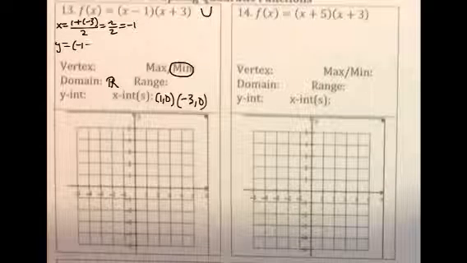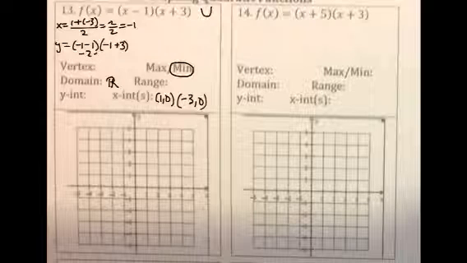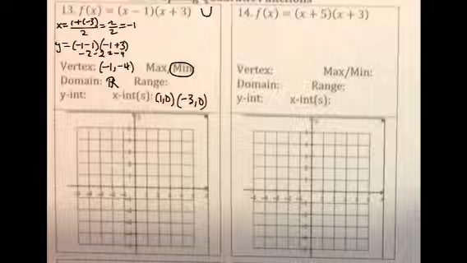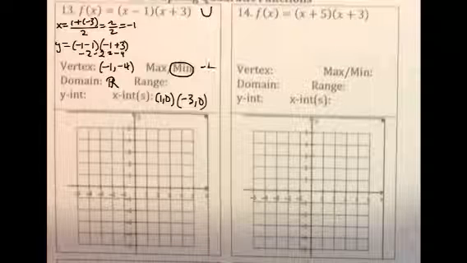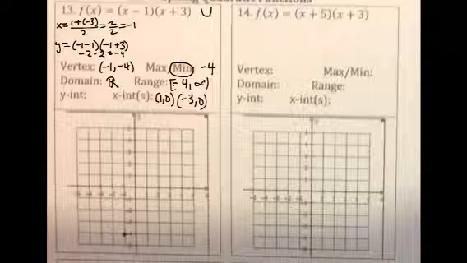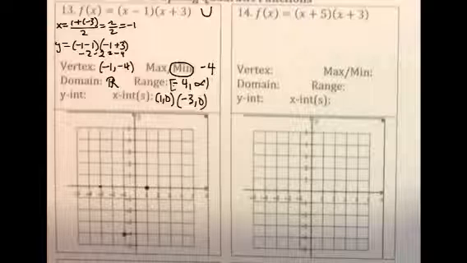And for the y, just replace the x with -1. So I have -1 minus 1 times -1 plus 3. That gives me -2 times +2, which is -4. So my vertex is -1, -4. Then my minimum value is -4, and the range goes from -4 to infinity. So we go ahead and plot what we have. Vertex is -1, -4, and 1, 0, and -3, 0.